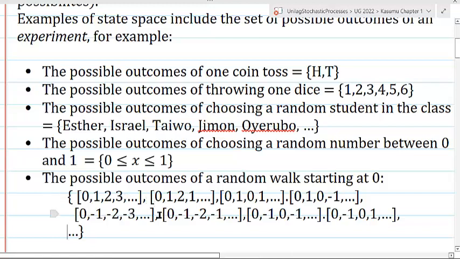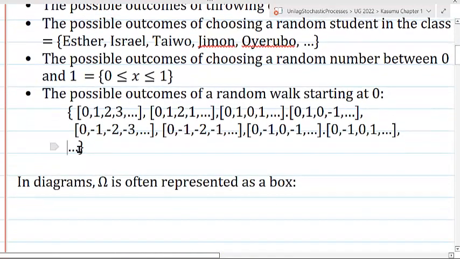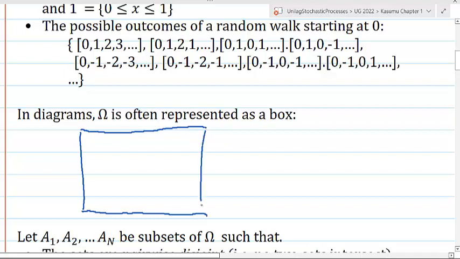But my entire state space for random walks is infinite. It's not possible for me to list all the steps of all the random walks. So in probability, we often use diagrams when we're dealing with infinite sets. So in diagrams, omega is often represented as a box, something like this. This type of diagram is also called a Venn diagram.